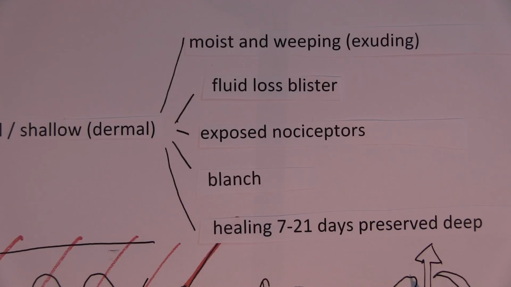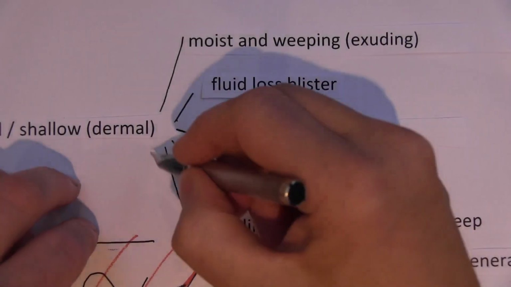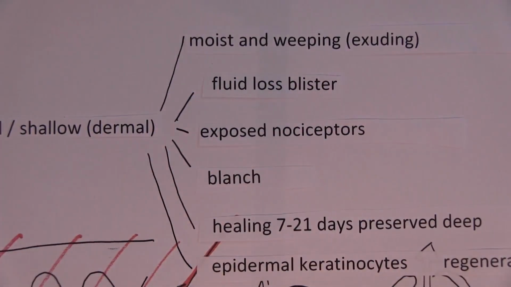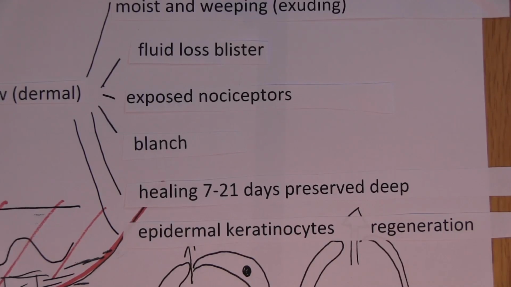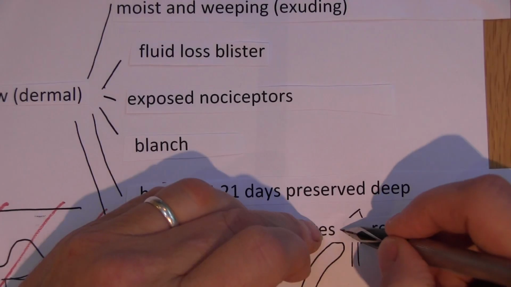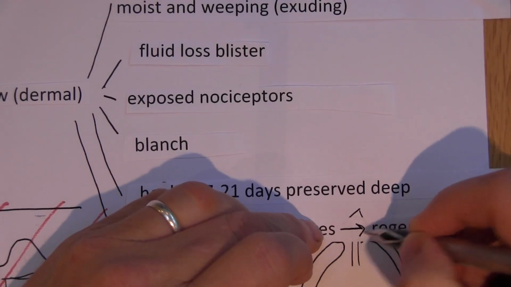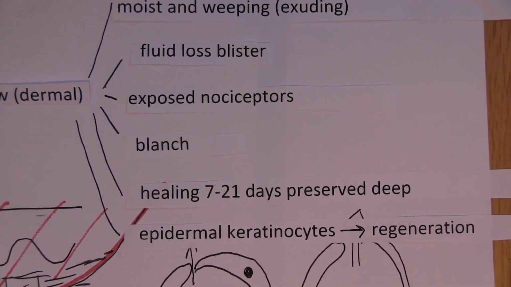Because we preserve some epidermal keratinocytes. So epidermal keratinocytes are preserved in the lower areas of the dermis, and that means we can regenerate. We can get tissue regeneration. So quite what does this mean?